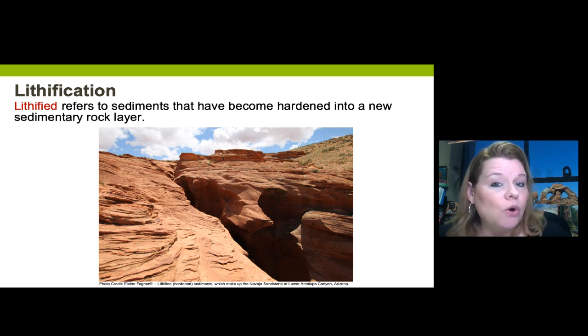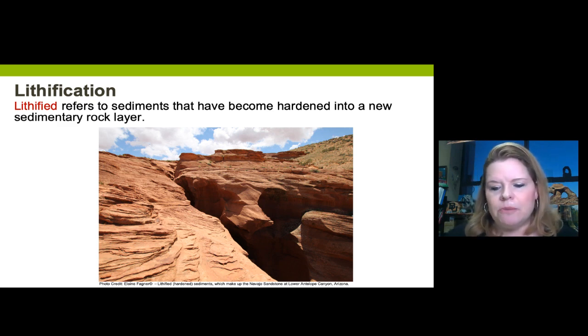This is the Lower Antelope Canyon, one of the entrances to the Antelope Canyon, a very famous slot canyon. You can see that this rock has been hardened, but it used to be sand dunes back in the early Jurassic period, and now it is a rock solid material. So that's the lithification part.